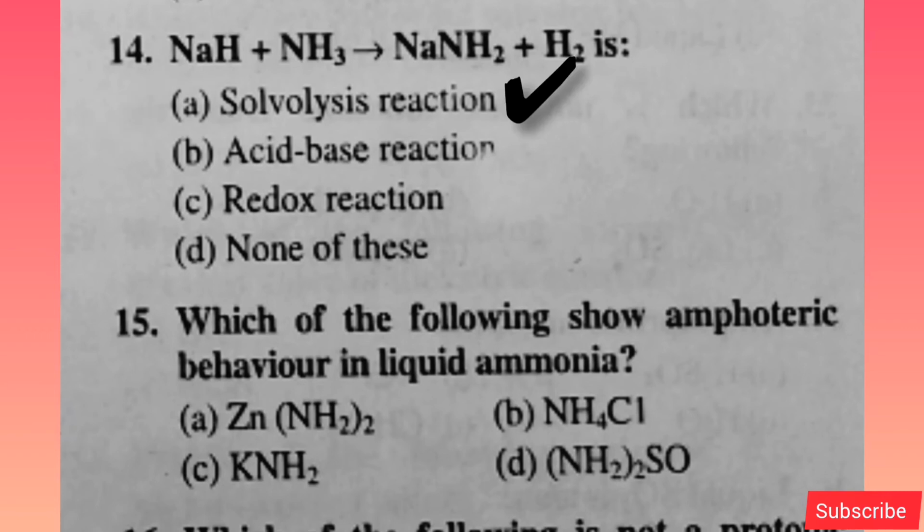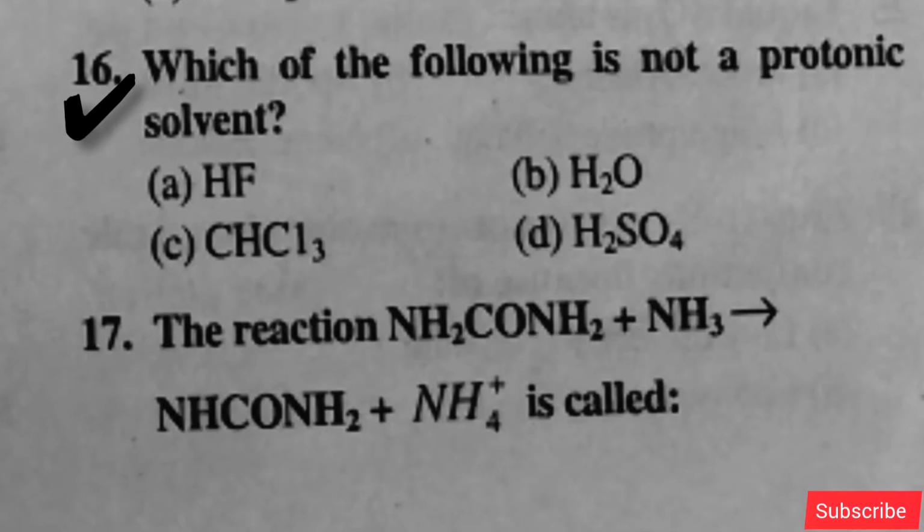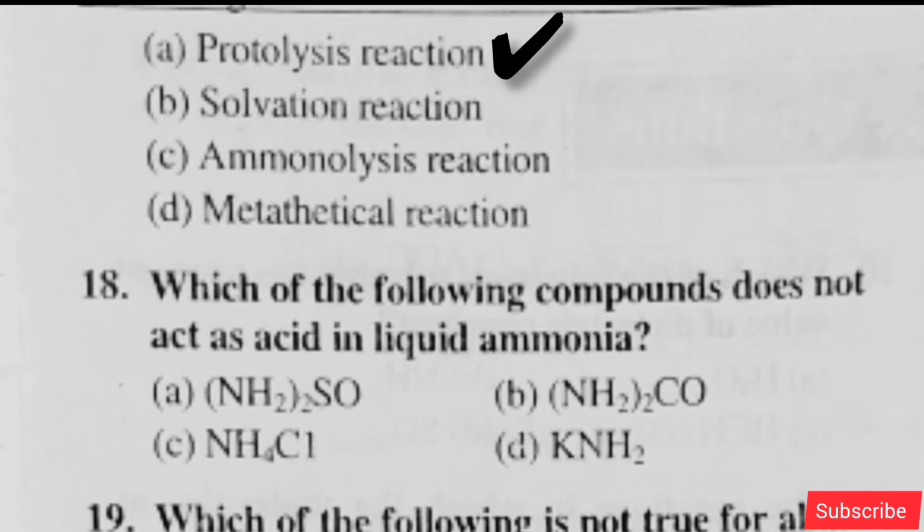Option A is right. Which of the following show amphoteric behavior in liquid ammonia? Option A is right. Which of the following is not a protonic solvent? Option C is right. The reaction NH3 + CONH3 plus NH3 NHO CONH2 plus NH4 plus is called. Option A is right. Which of the following compounds does not act as acid in liquid ammonia?